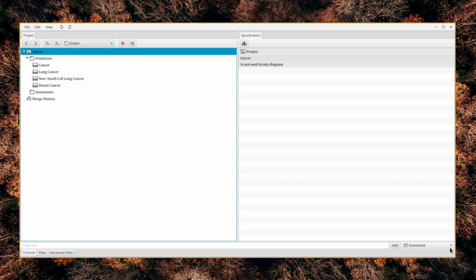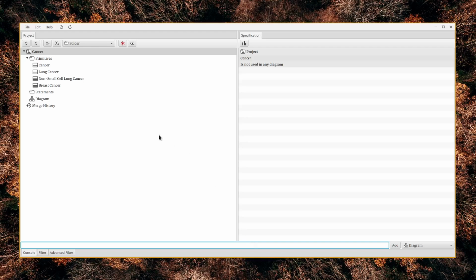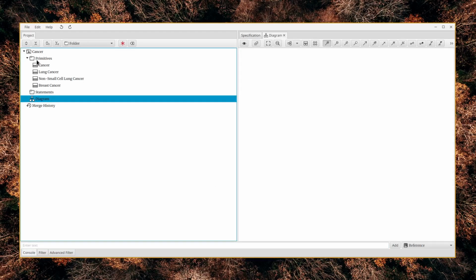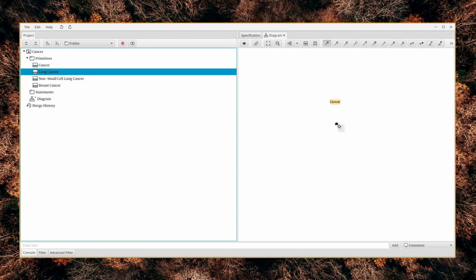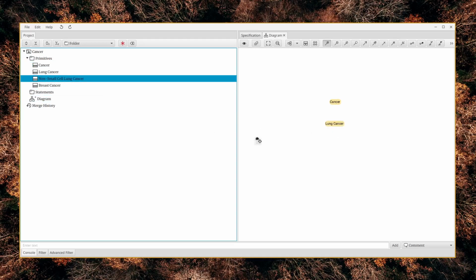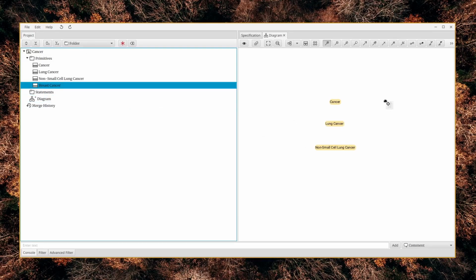Next, I will create a diagram, and add the component for cancer, lung cancer, non-small cell lung cancer, and breast cancer. Since these are the problems I want to solve, I will flag them accordingly.